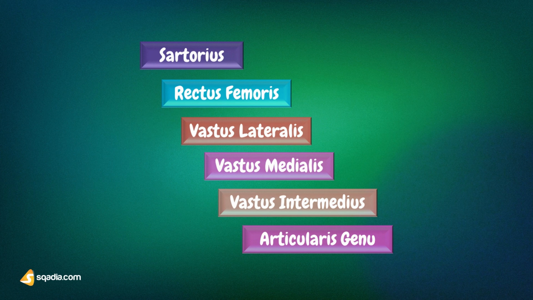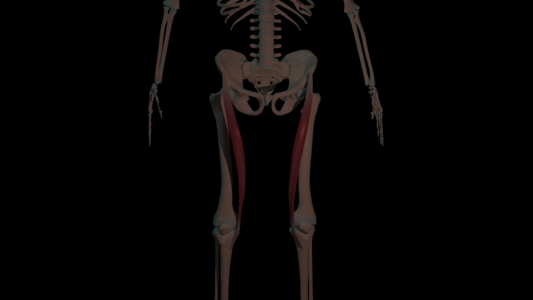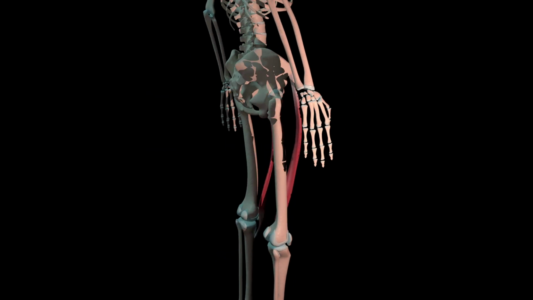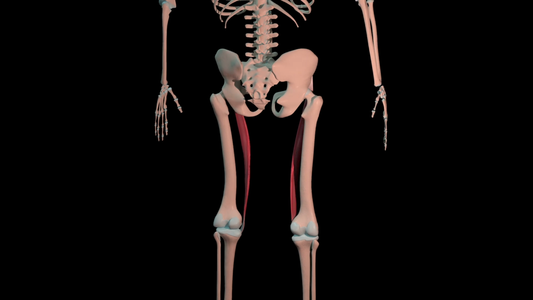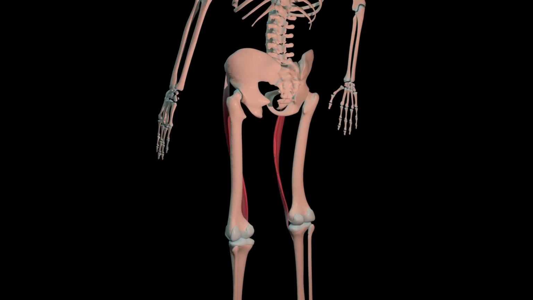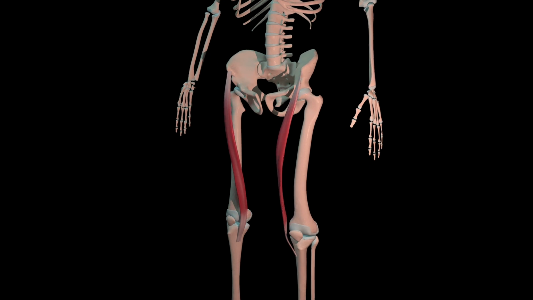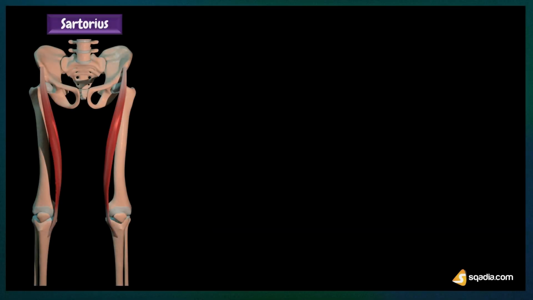Let's start by looking at the sartorius muscle. The word sartorius in Latin means tailor. It is a long, narrow, ribbon-like muscle. It runs downwards and medially across the front of the thigh. It is the longest muscle in the body.